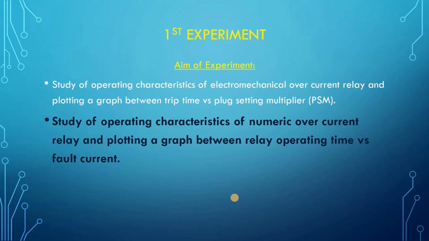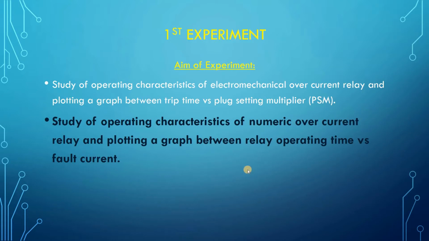So let's see the aim of the experiment. Our aim of the experiment is the study of operating characteristics of numerical overcurrent relay and plotting a graph between time versus fault current. In our earlier video, we studied part 1 of this video. In this part 2, we have to study the numerical overcurrent relay.